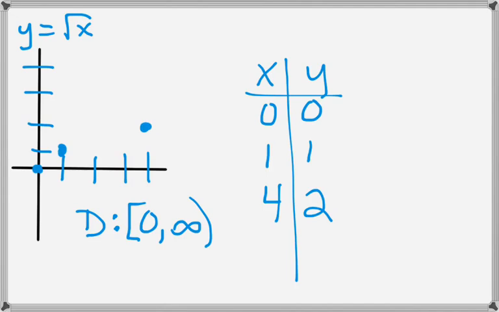And if you continue increasing the x values, the y values will continue to increase. For example, if x is 9, y is 3. If x is 16, y is 4. So this is going to go up. It is going to increase as we go to the right.